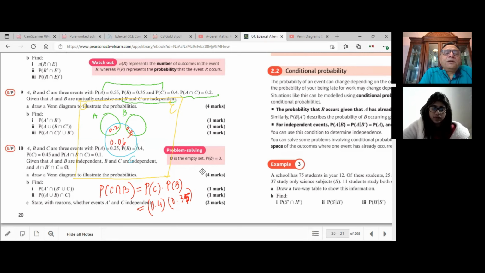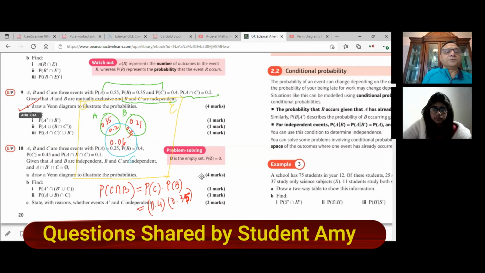Now you can write probability of A is 0.55. So 0.55, take away 0.2, 0.35. And probability of B is 0.35. So you get what? 0.21. So that is how you're going to sketch this Venn diagram. Is this clear to you?